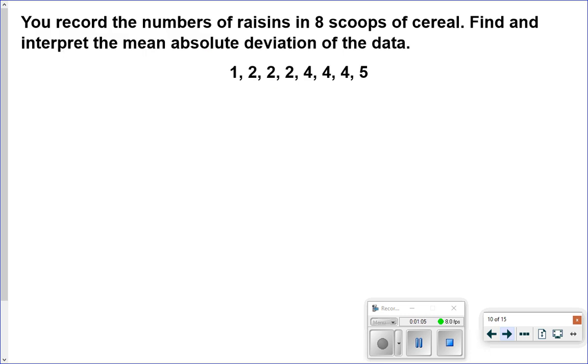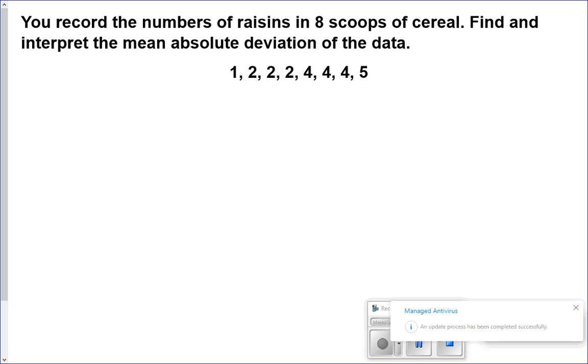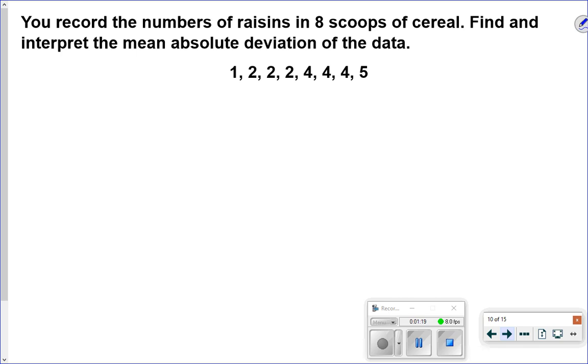Okay, so let's take a look at this one. You record the numbers of raisins in 8 scoops of cereal. Find and interpret, so that means we're going to have to explain something, the mean absolute deviation of the data. Our first thing is to find the mean. So I need to add all my numbers together: 1 plus 2 plus 2 plus 2 plus 4 plus 4 plus 4 plus 5. When I add those numbers all together, I get 24.